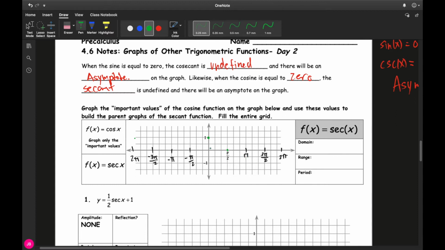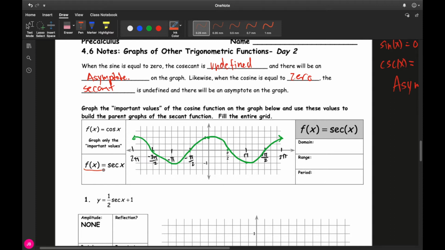Now that we have those x values, we can go ahead and continue plotting cosine. All right, and now we have cosine. We can go ahead and connect the dots.